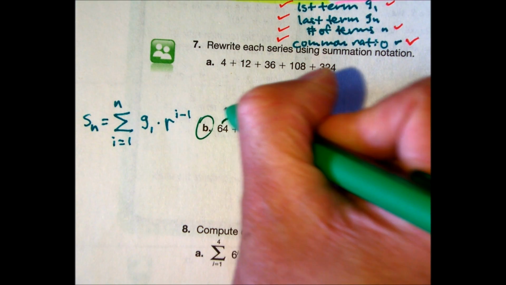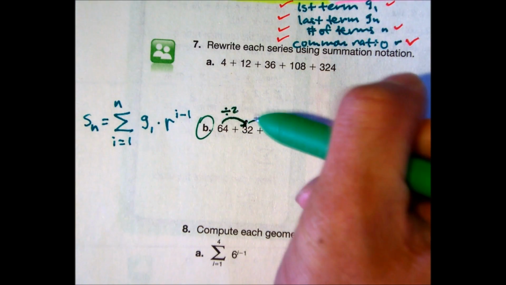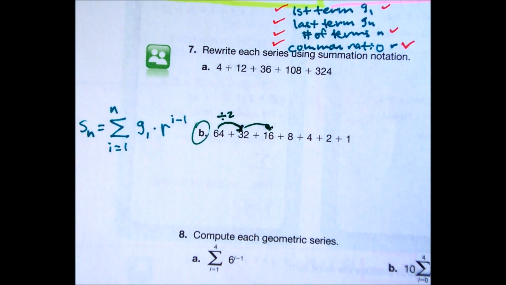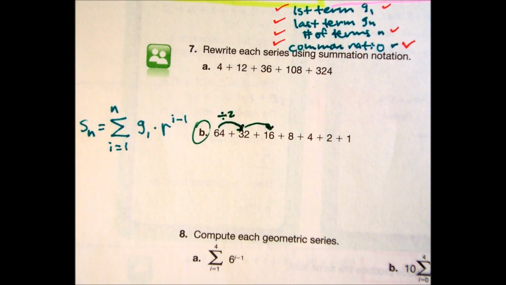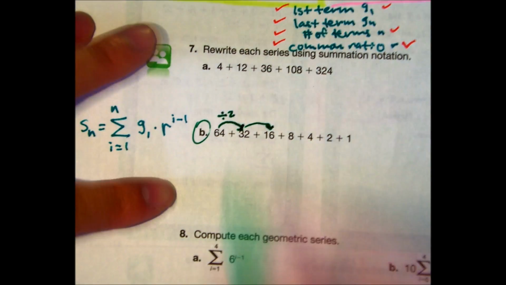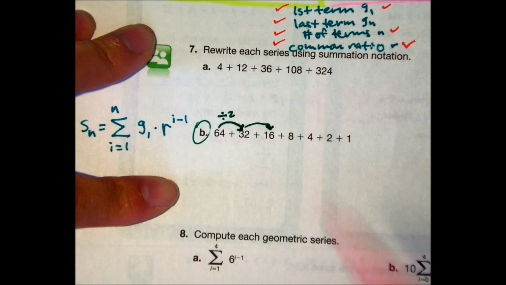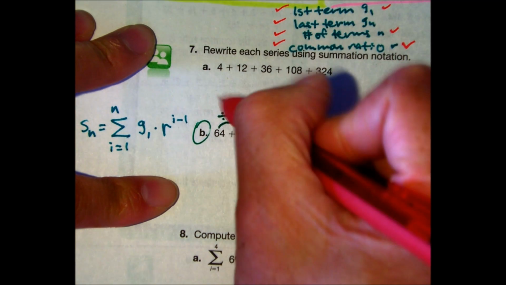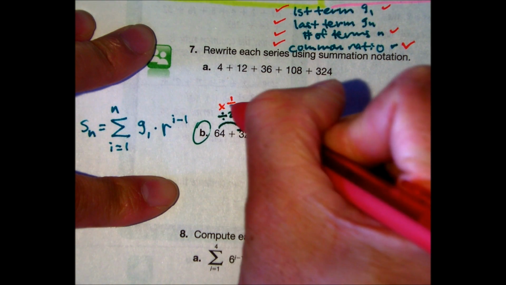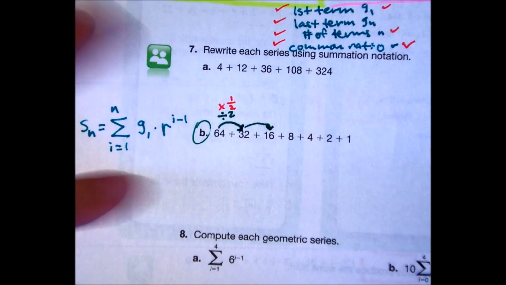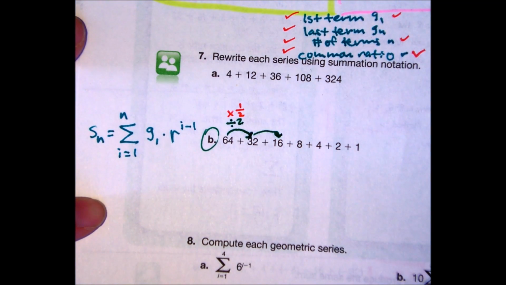Okay. But with your ratio, you can't do dividing by 2. Someone remembers you multiply by a fraction, which is what? 1/2. Okay, let me give you an example. Dividing by 2 is the same thing as multiplying by 1/2.